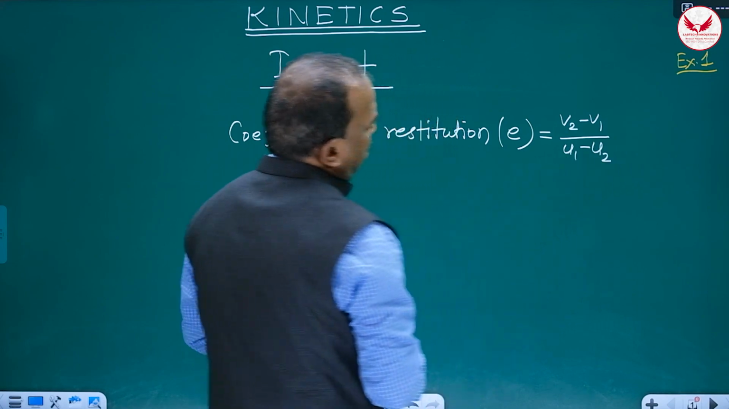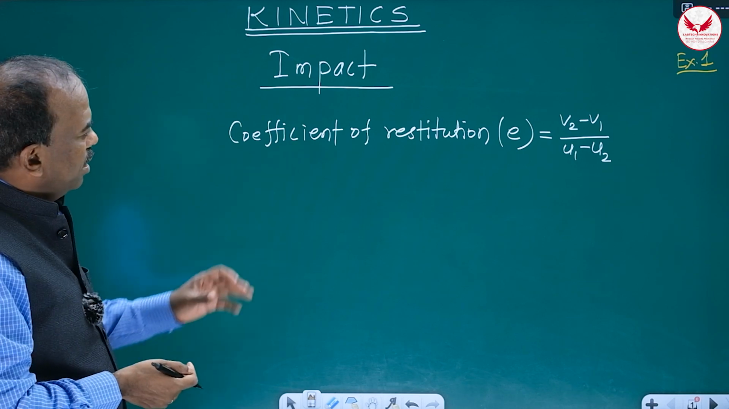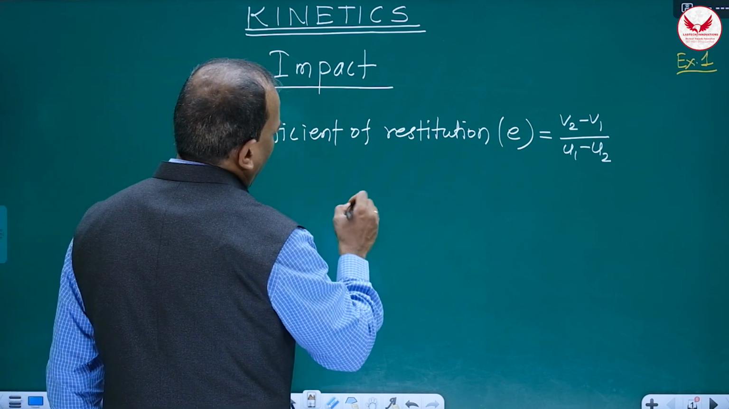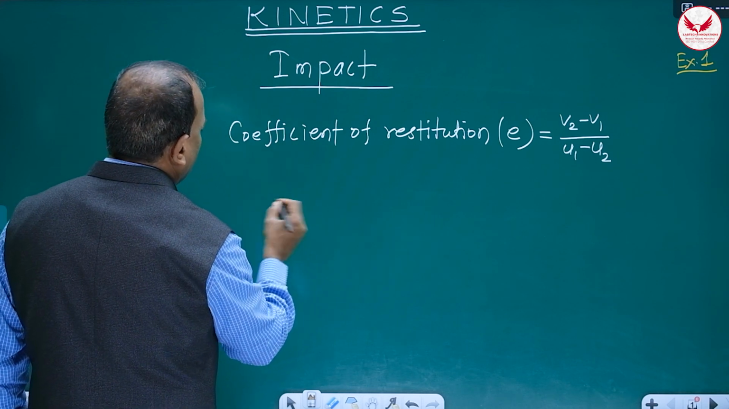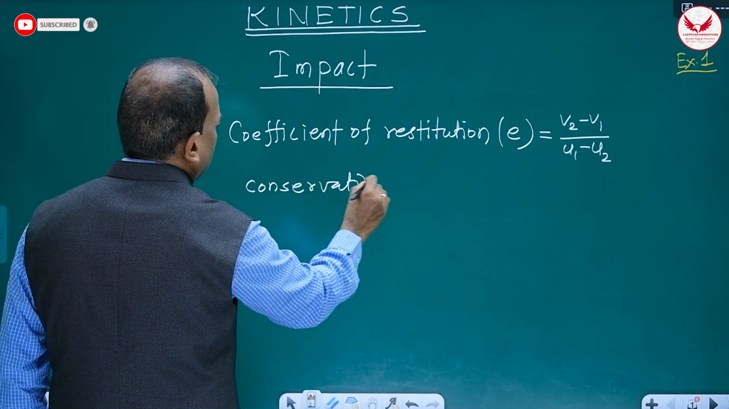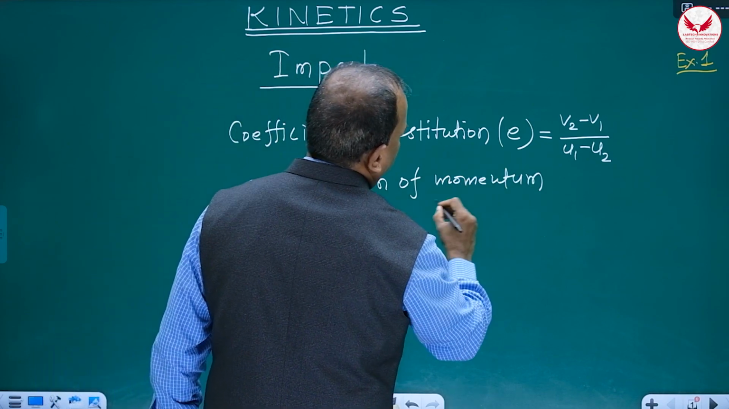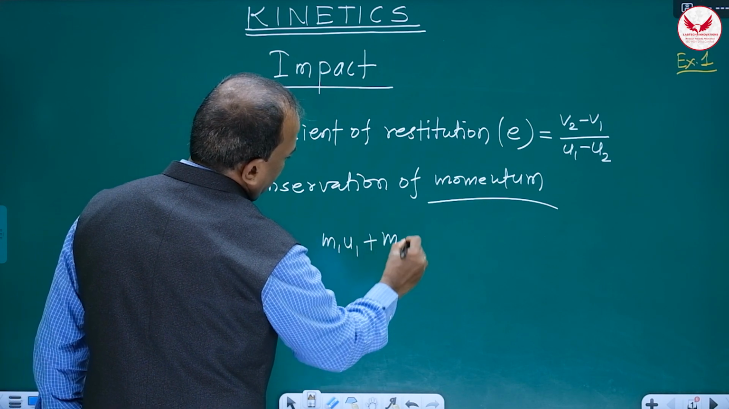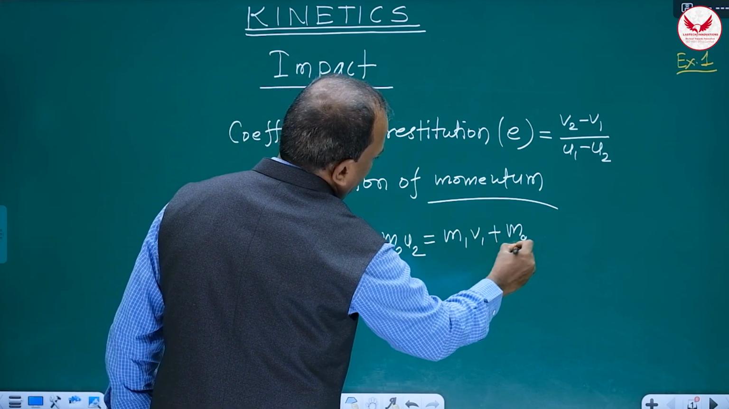So the two colliding objects are there, and V1 and V2 are the velocities after the impact, and U1 and U2 are the velocities before the impact. This formula you must remember, and along with this one more formula you must know, which all of you know. That formula is conservation of momentum. And conservation of momentum is M1 U1 plus M2 U2 is equal to M1 V1 plus M2 V2.